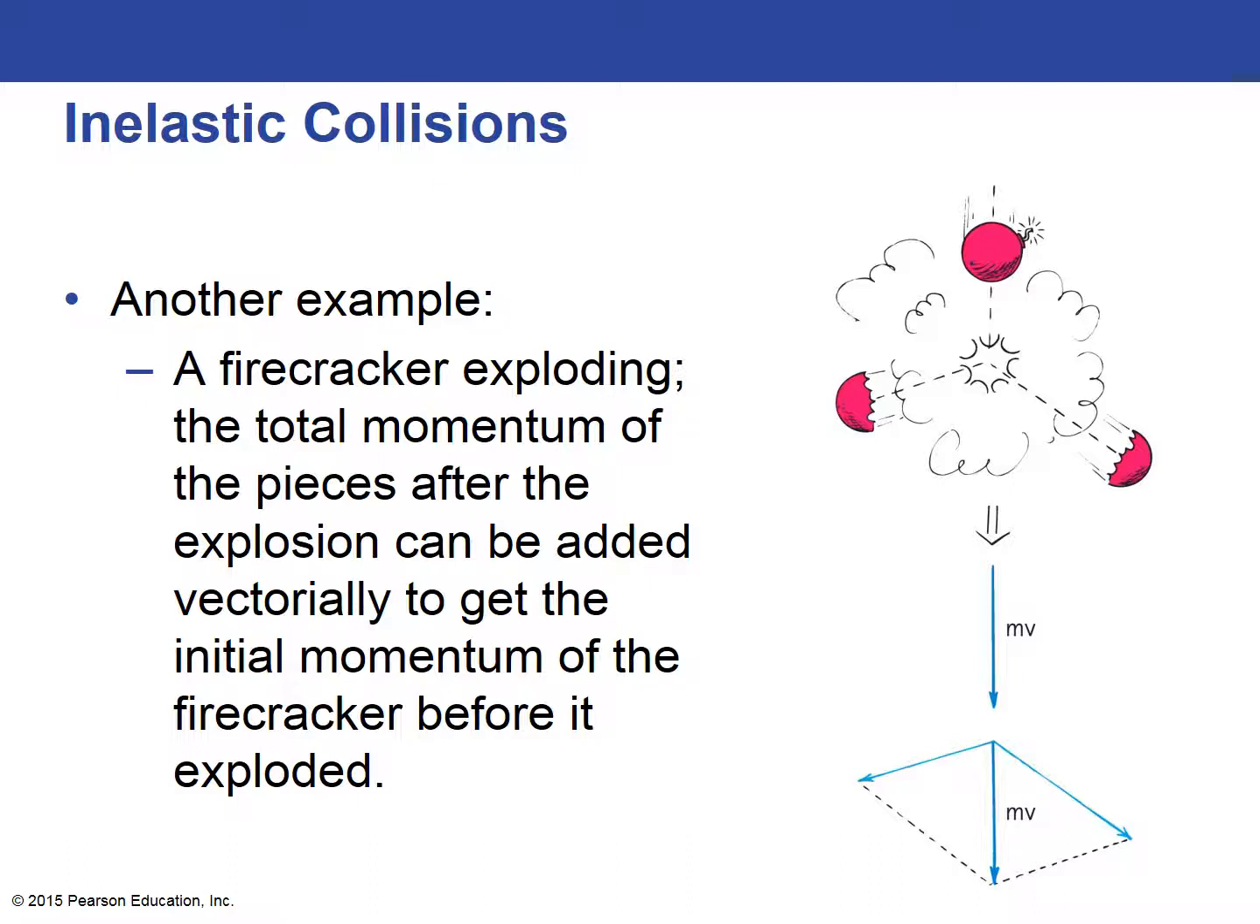So momentum is conserved. It may be that some pieces of the firecracker will move in the opposite direction to the initial velocity of the firecracker. But if I add up all the pieces that are generated after the explosion, they add up to the same momentum, which is m times v, the mass of the firecracker times its initial velocity before it exploded. And this gives our final example of a conservation of momentum.